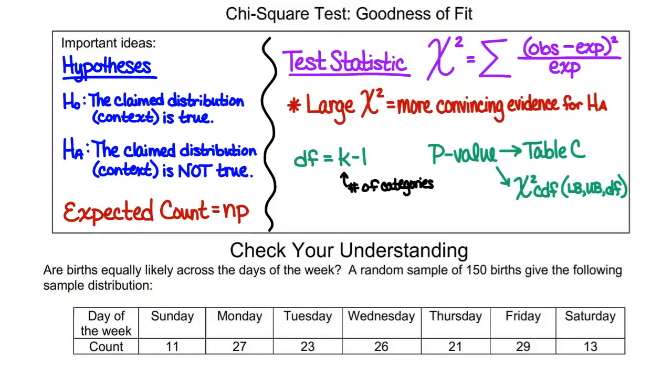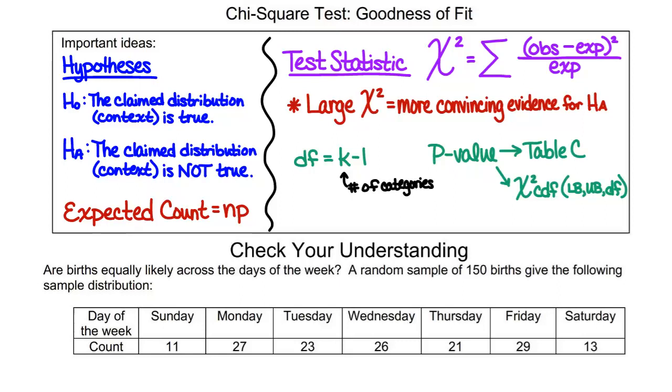So my lower bound would be my chi-squared test statistic. Your upper bound is going to be exceptionally large because we've shaded off to the right forever. And then your degrees of freedom. So test statistic, large value, degrees of freedom.